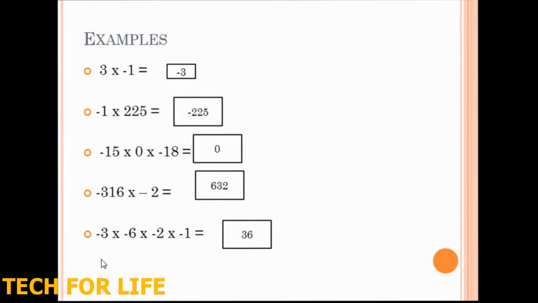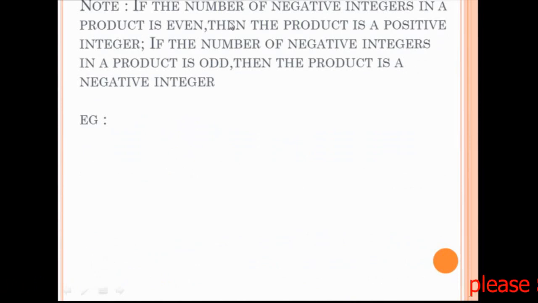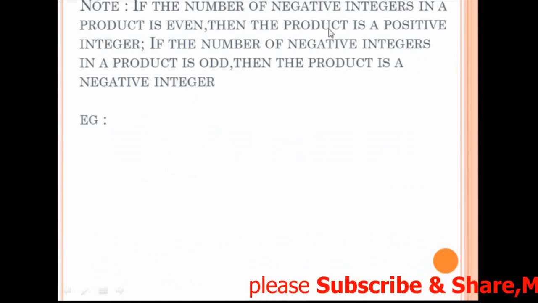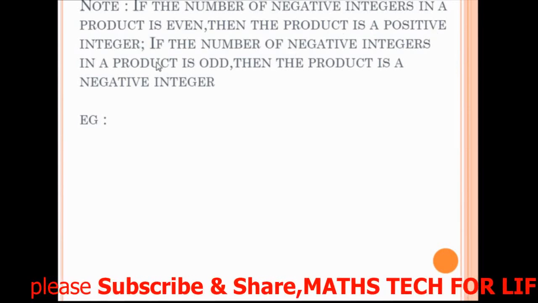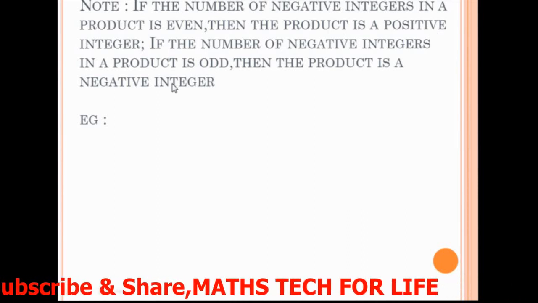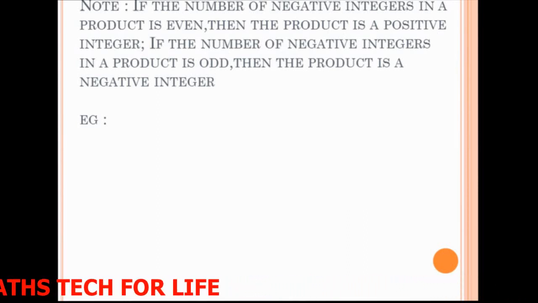From this we will reach one conclusion. This is the conclusion: if the number of negative integers in a product is even, then the product is a positive integer. If the number of negative integers in a product is odd, then the product is a negative integer. Did you get some idea about this? I will show you one example.